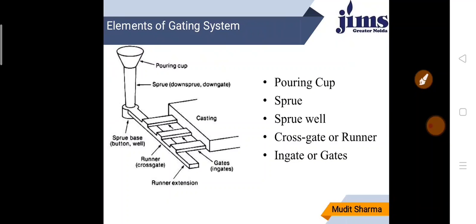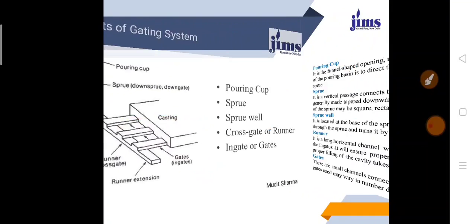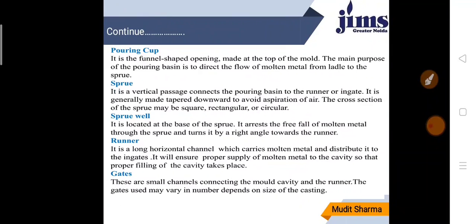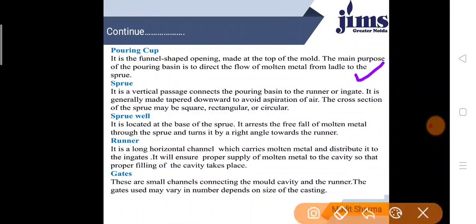Now, what are the common elements we use in the gating system? Pouring cup, sprue, sprue well, cross gate or runner, ingates or gates. Okay, so we will discuss one by one. What is a pouring cup? It is a funnel-shaped opening made at the top of the mold. The main purpose of the pouring basin is to direct the flow of the metal.